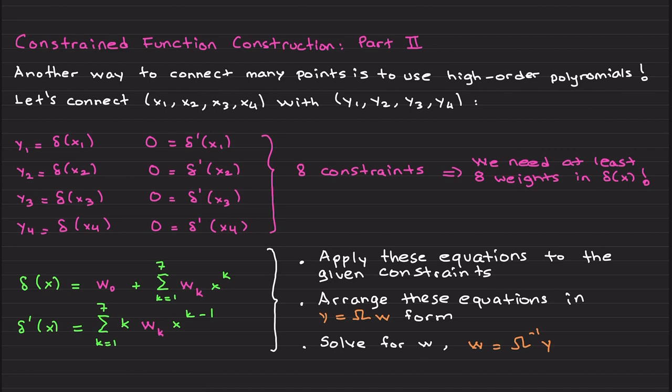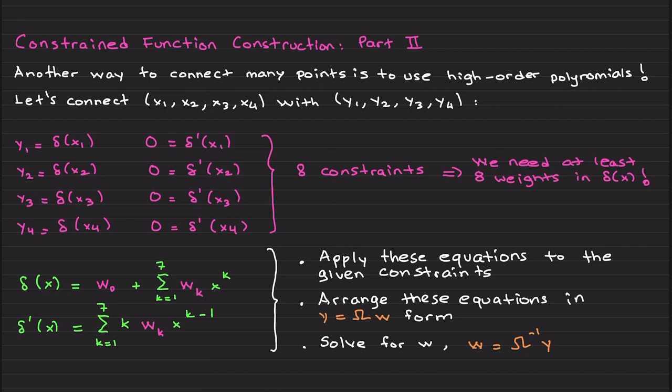All right. At the end of the part 1 video for constraint function construction, I was talking about how, if you know how to connect two data points, then you can connect n data points in an iterative way. Now I would like to talk about another way. Another way to connect many points is to use higher order polynomials.